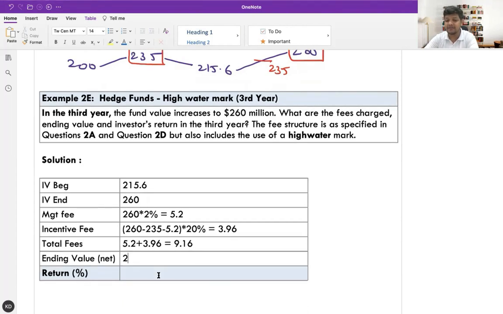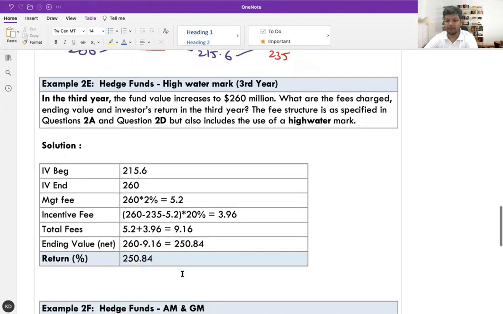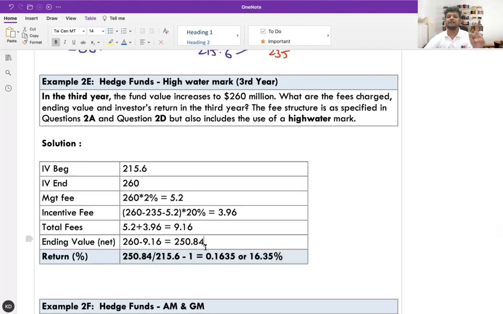I will subtract that from the ending value, 260 minus 9.16. Am I correct? Yeah. Everyone? So I'll get 250.84 on an investment of 215.6. Minus 1 you do, you'll get a return of 16.35 in this third year. Is that clear, everyone?